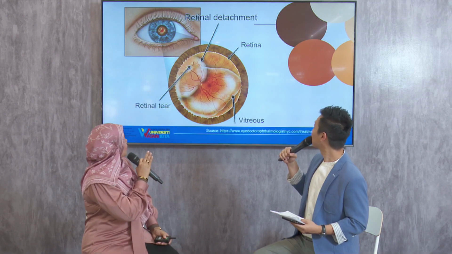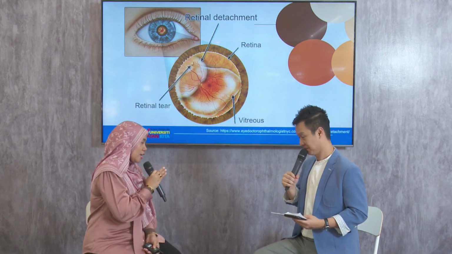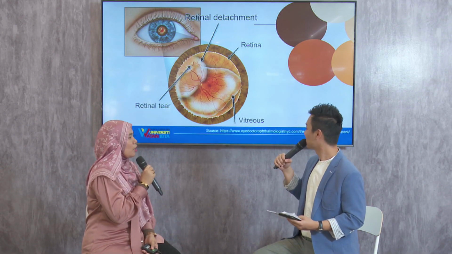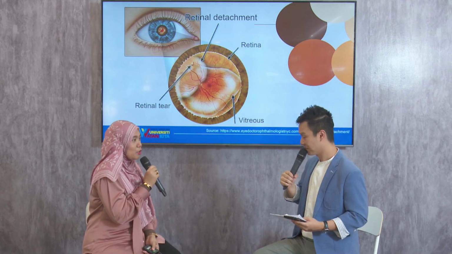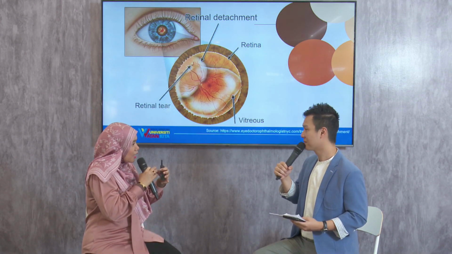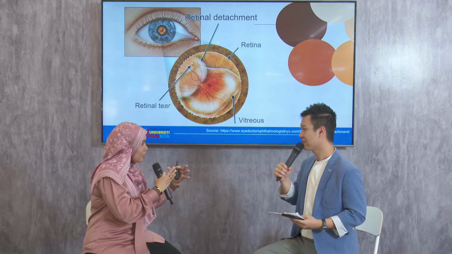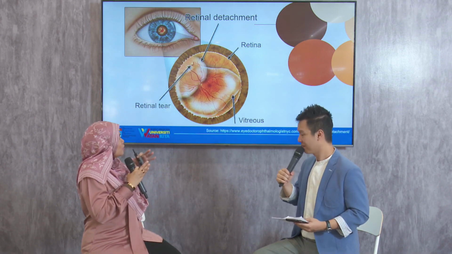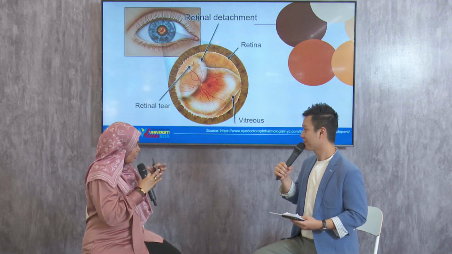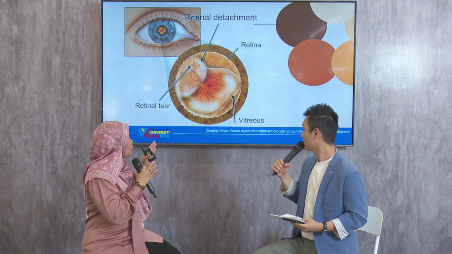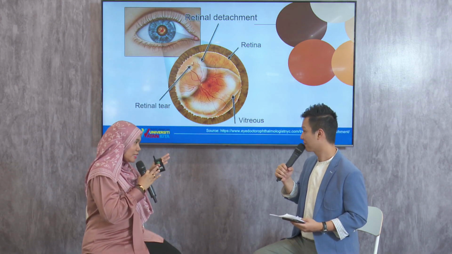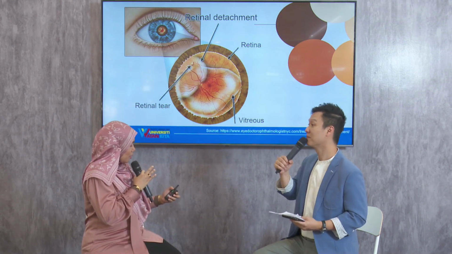Last but not least is the retinal detachment. Usually this is quite common for those who have high myopia. Because of the eyeball elongation, the retina cannot really retain its shape, so it's going to detach. So we need to really detect this earlier to avoid blindness as well.